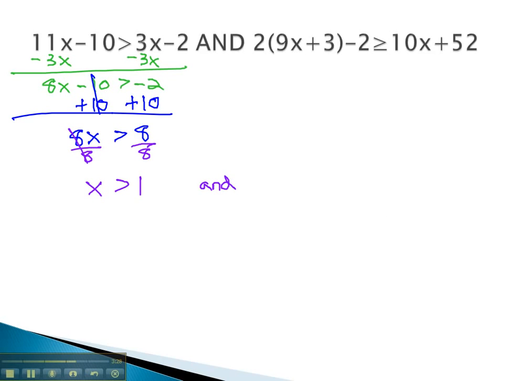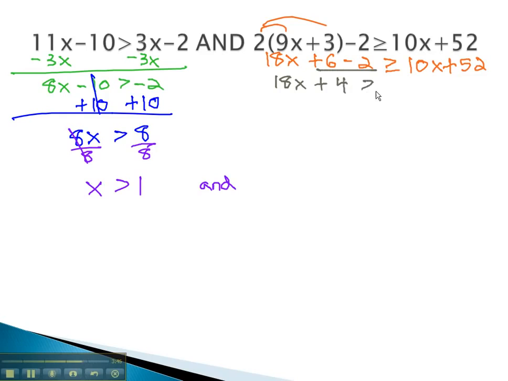And to solve the other inequality, we can start by distributing through the parentheses. 18x plus 6 minus 2 is greater than or equal to 10x plus 52. After distributing, we often combine like terms, giving us 18x plus 4 is greater than or equal to 10x plus 52.